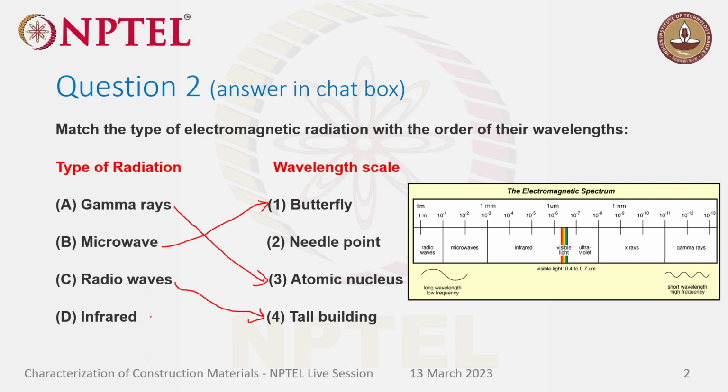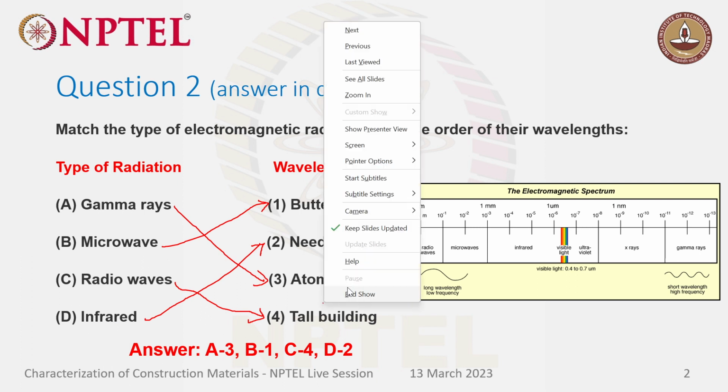And when it comes to infrared, we can see it's less than a millimeter, but it's more than a micrometer. So in that case, we can match directly to the needle point. Okay, right? So the correct answer is A3, B1, and C4 and D2. Okay.